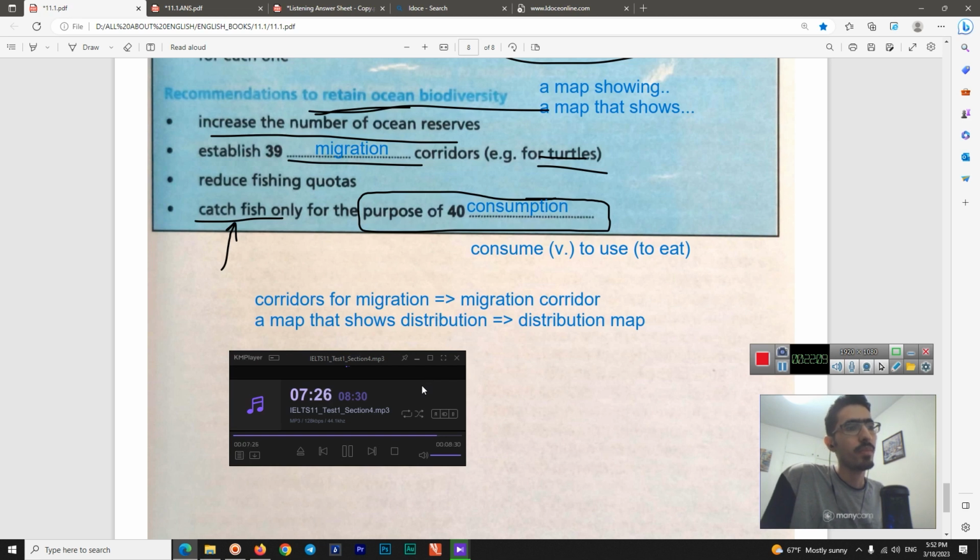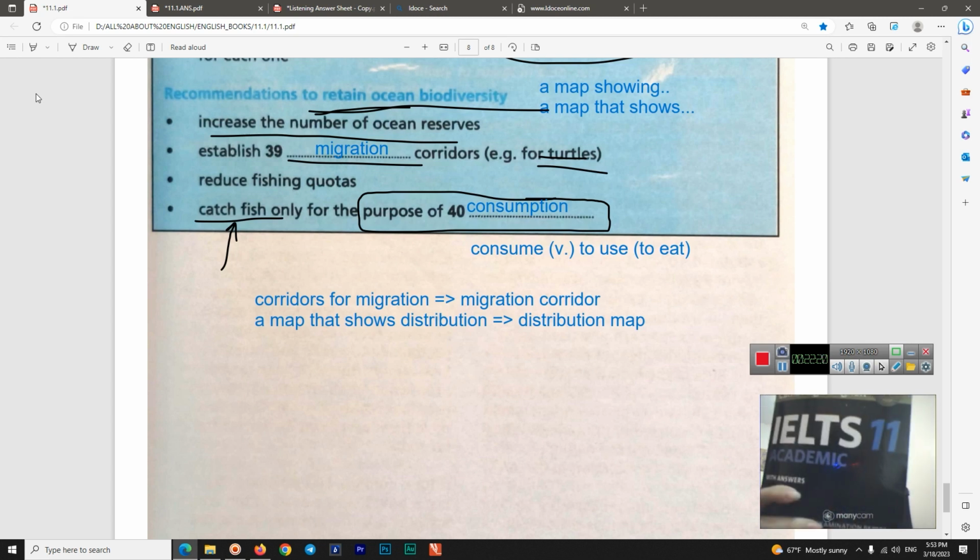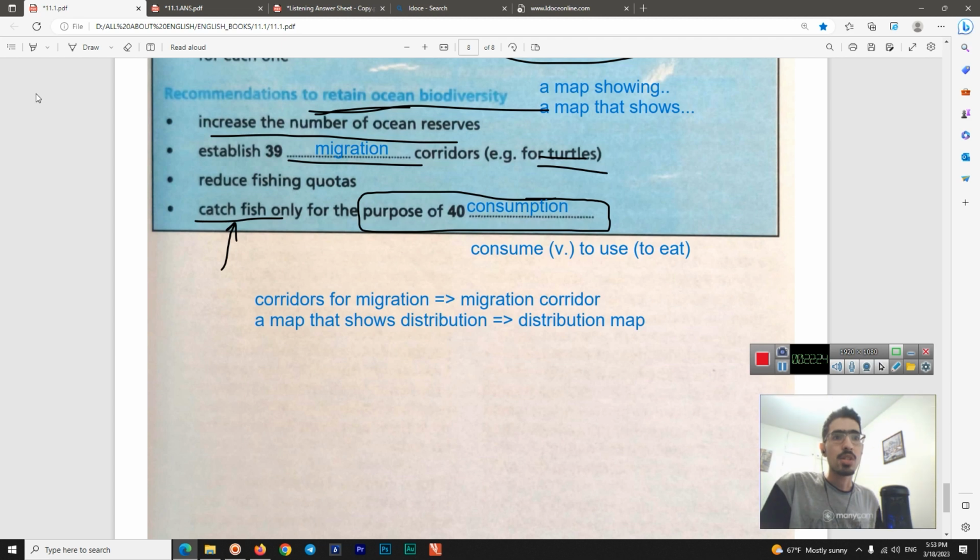Okay, so does anyone have any questions about... That's it. The end of this part. I finally finished Cambridge 11 Test 1, Section 1, 2, 3, 4. My band score was 8.5.